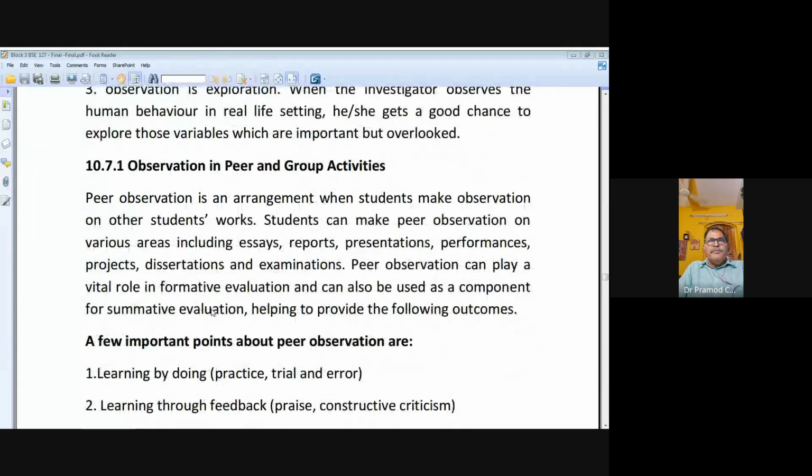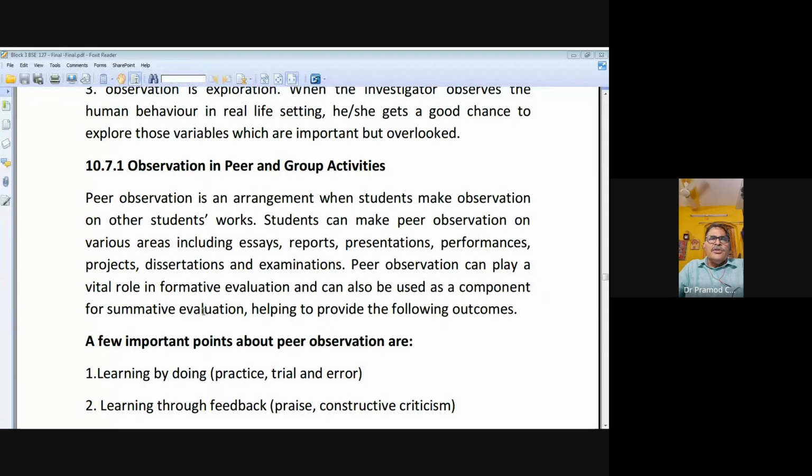Like here, peer observation means you will give the scope to the friends of the participant, the learner. Then the friends will be able to observe the activities of the child. Then he can express in terms of essays, or reports. The presentation style is there. Presentation will be in a different manner.